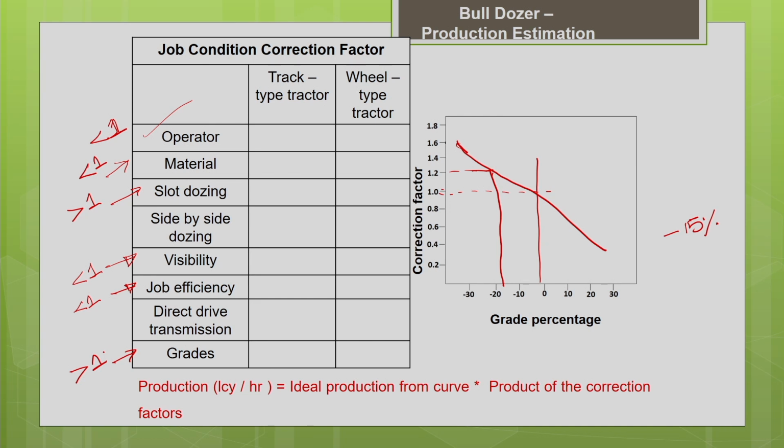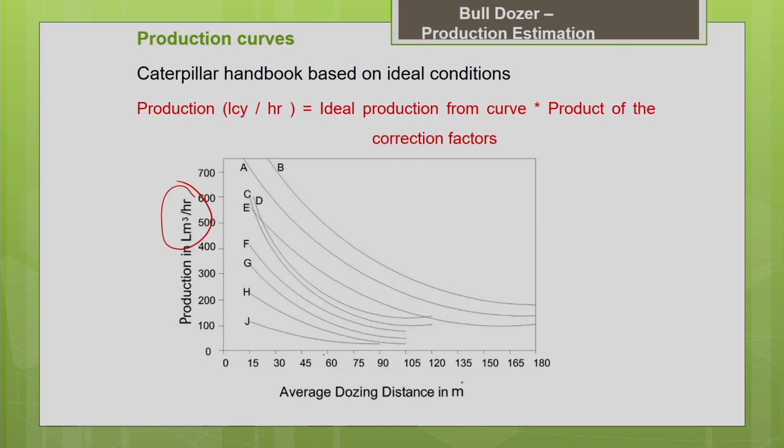So you are going to choose all the appropriate correction factors from the equipment handbook for this particular project condition. And you have to choose the productivity value for the corresponding model and the corresponding dozing distance from the production curve supplied by the manufacturer. So if you know both these values, we can solve the problem.